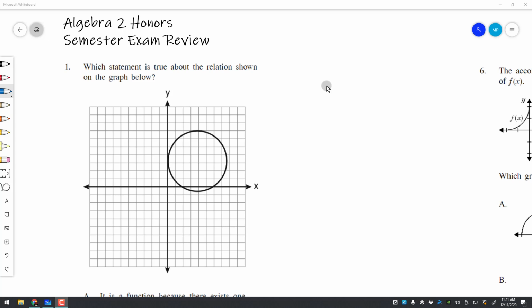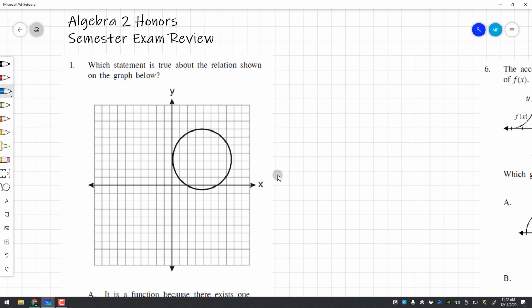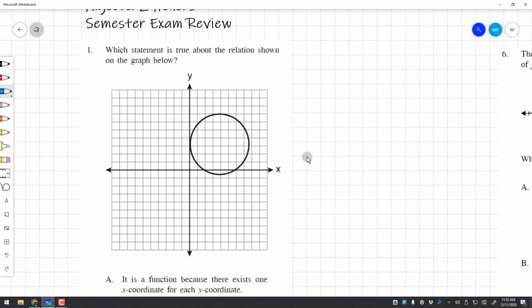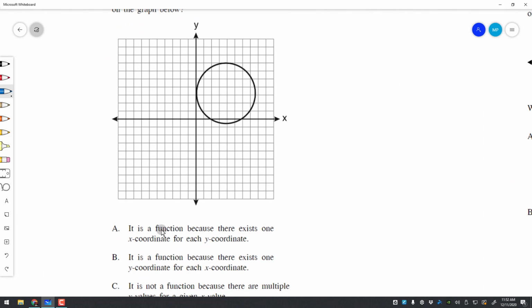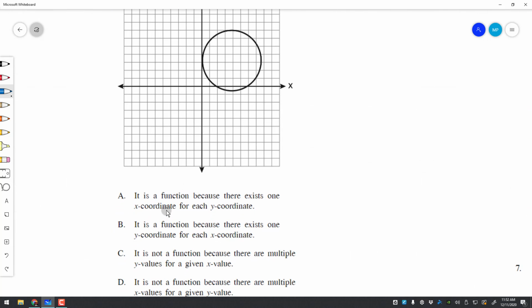All right, guys, so we're going to go over our semester exam review here. Number one, which statement is true about the relation shown in the graph below? It is a function, or it is not a function. That's how pretty much all four options begin.